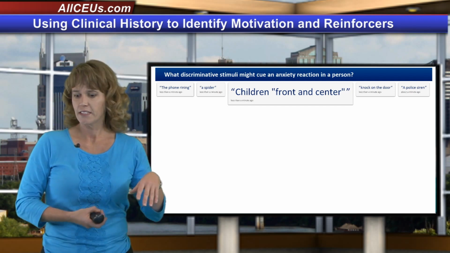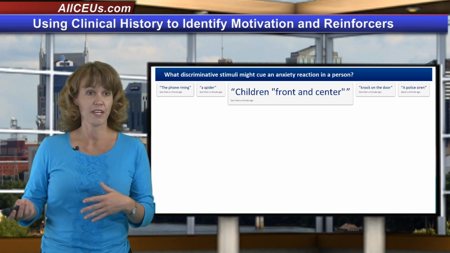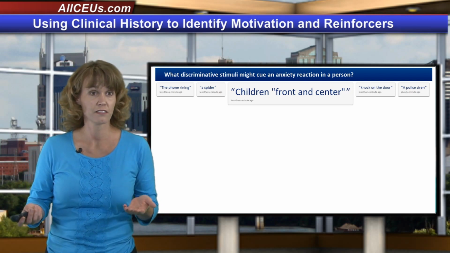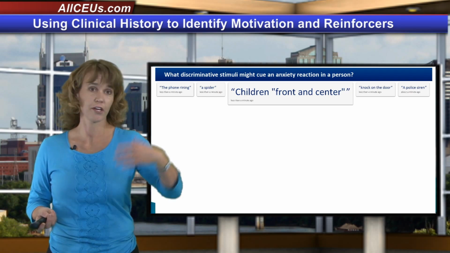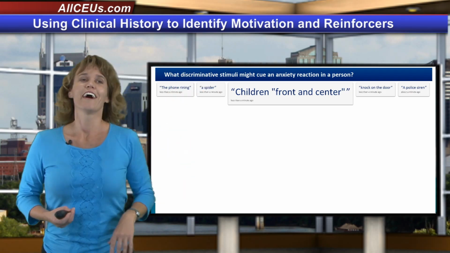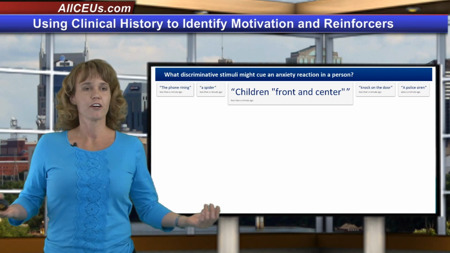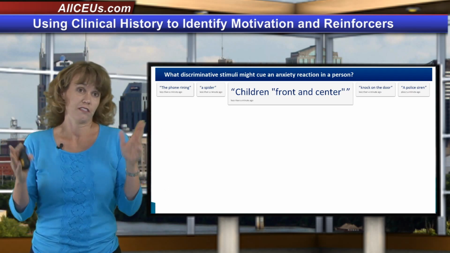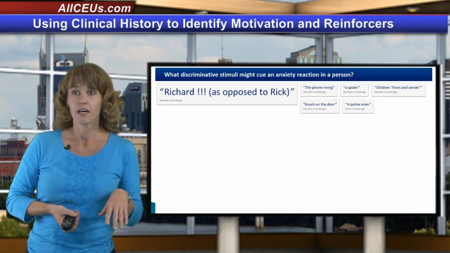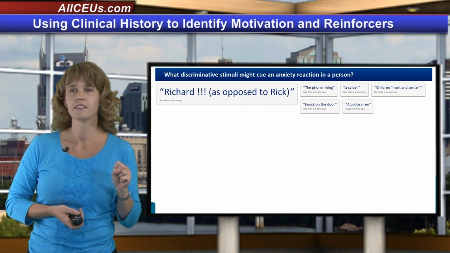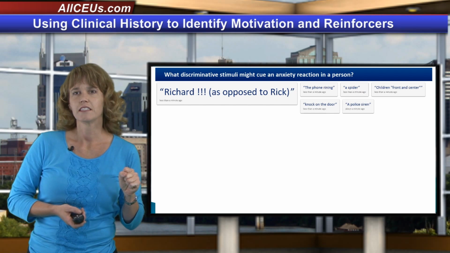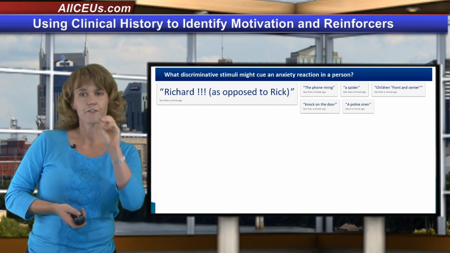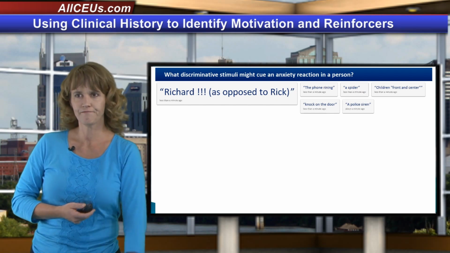If you're at your Grandma Susie's house and somebody knocks on the door, do you care? Probably not, because they're there to bother Grandma Susie, not you. If you're a child and there are other people in the house and somebody knocks on the door, you may be like, well, the grown-ups will get it, whatever. Let's see, the phone ringing, a spider.